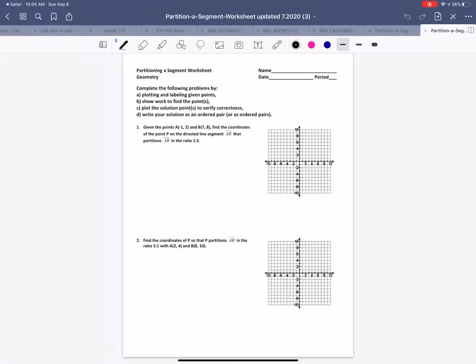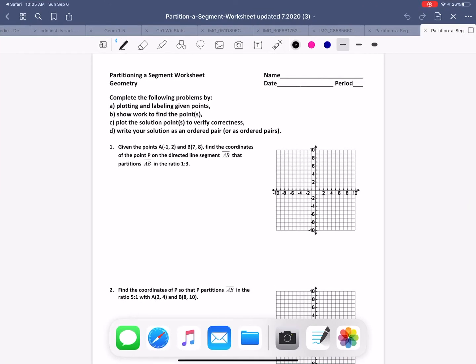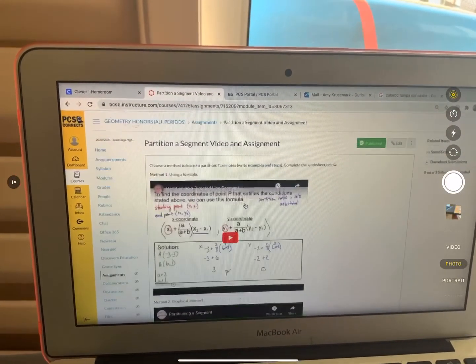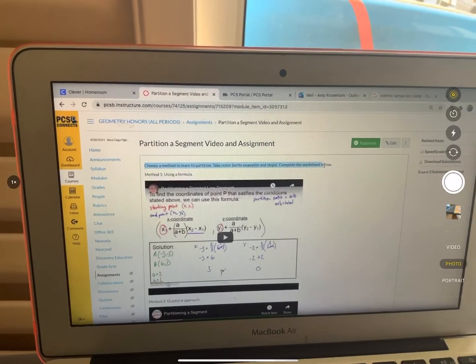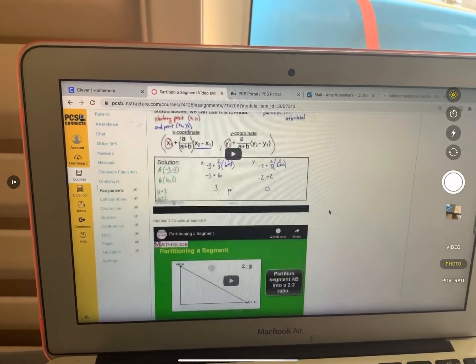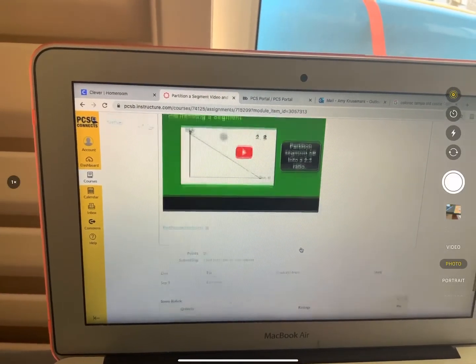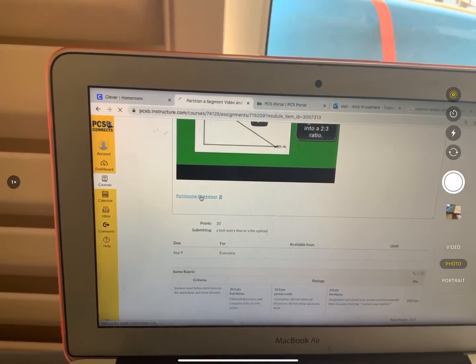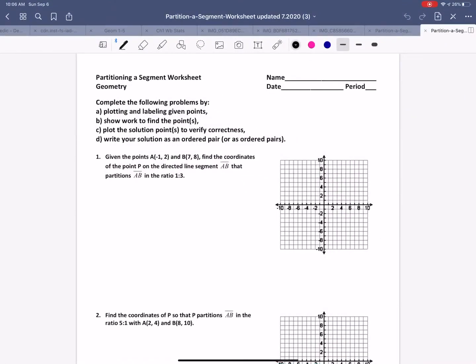Hey guys, we're going to do this homework assignment, partitioning a segment, and I'm actually going to show you where this assignment is. Okay, so here I've got my Canvas opening, and here's the assignment. You were asked to choose a method, take notes, and then complete the worksheet below. The first one uses a formula, the second one uses a diagram, and for 20 points you complete this partitioning worksheet. So you're going to open that up, and it should look like that, okay?